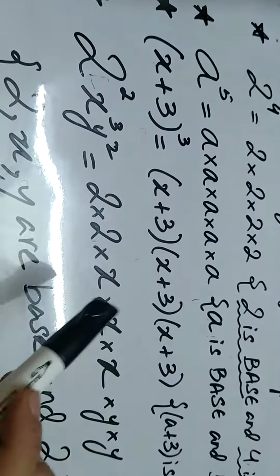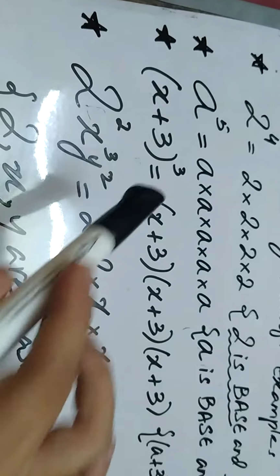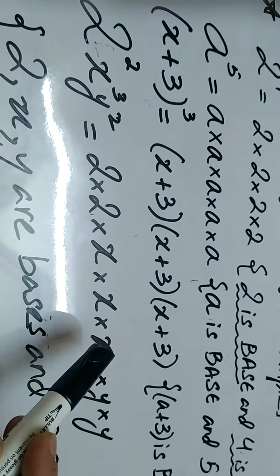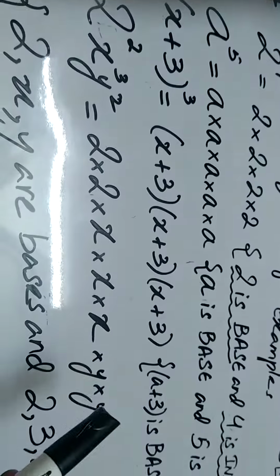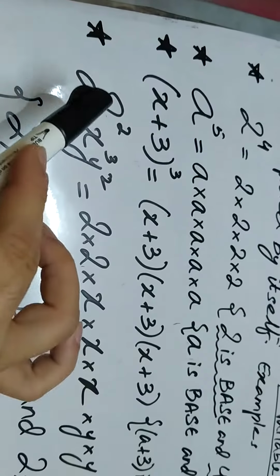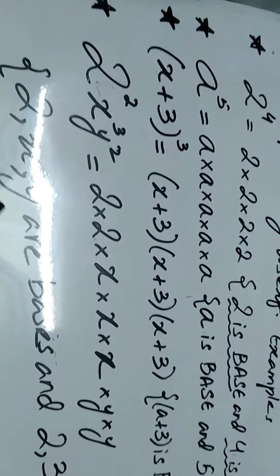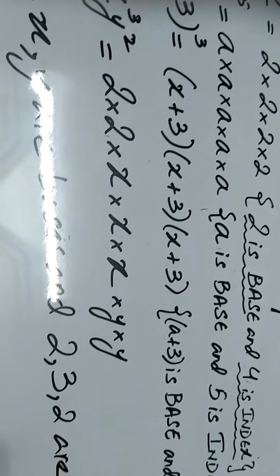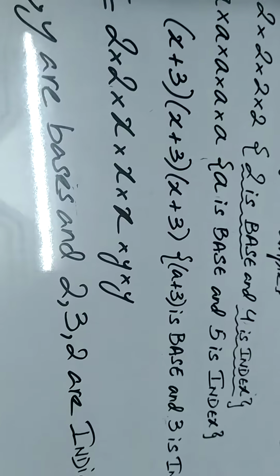So this 2 square means 2 times 2. This x power 3 means x multiplied by x multiplied by x. And this y square means y multiplied by y. So in this example 2, x and y are the bases and 2, 3, 2 are exponents or index or power.